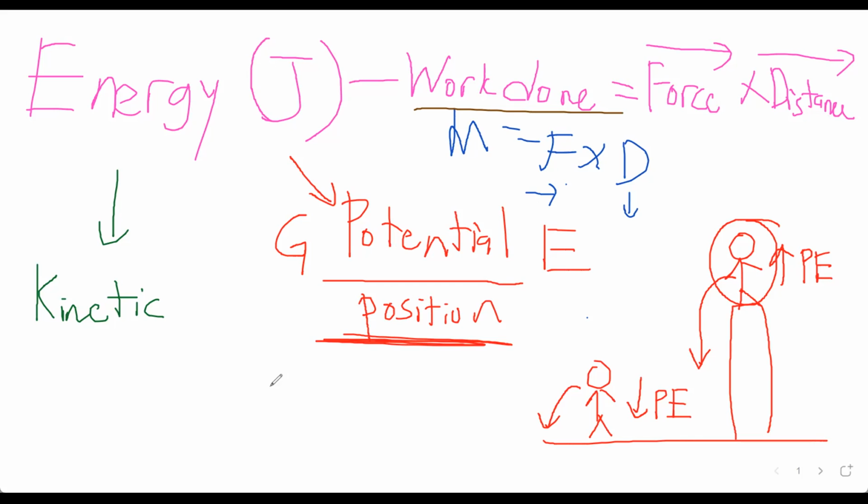Gravitational potential energy has a formula of mass, yes, very good, times gravity multiplied by your height. So you have learned this before.